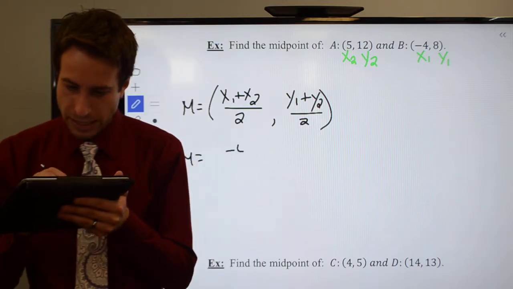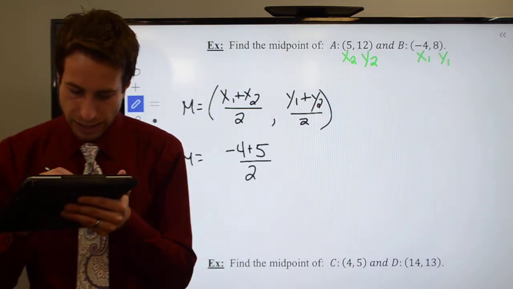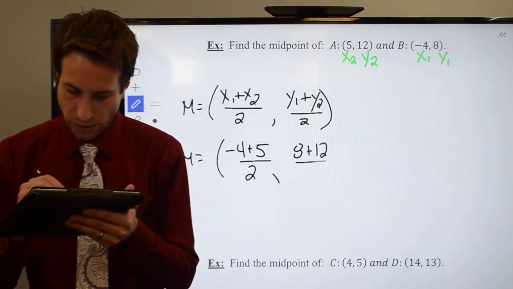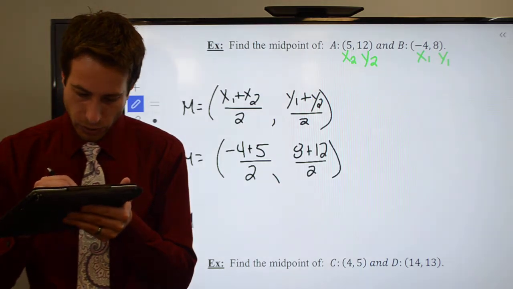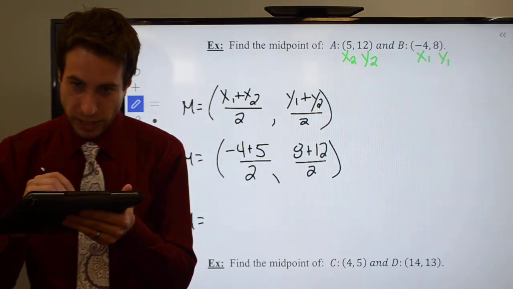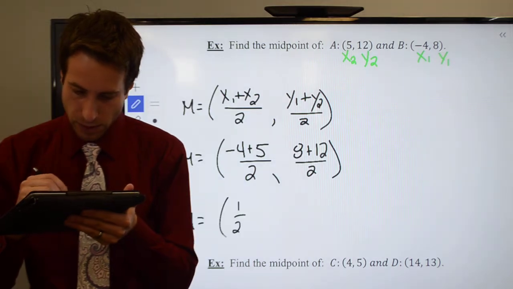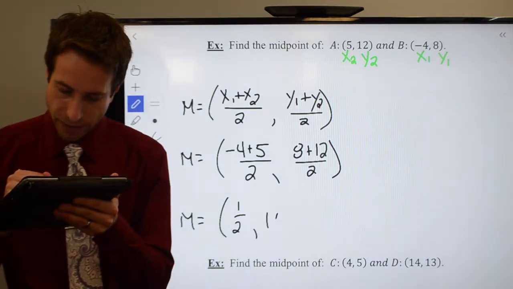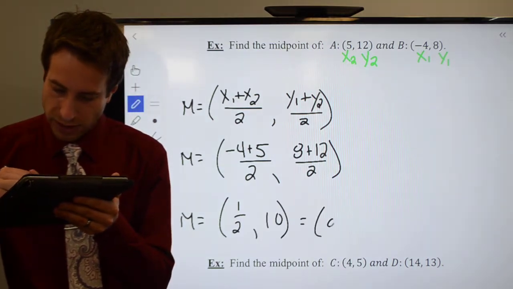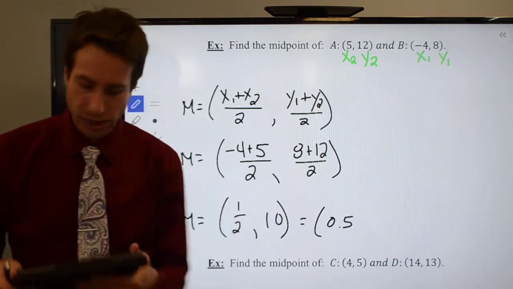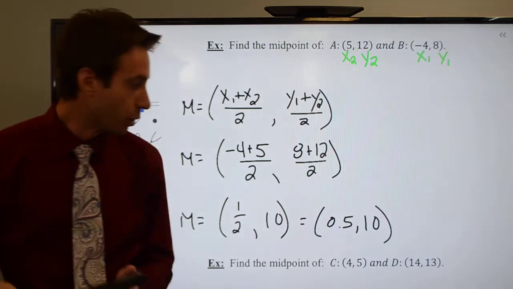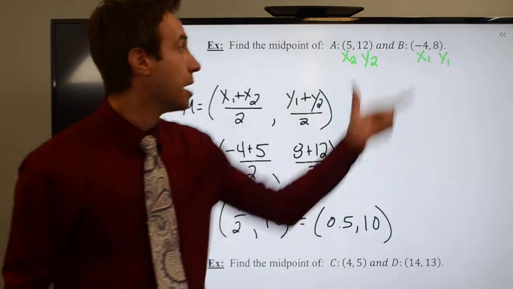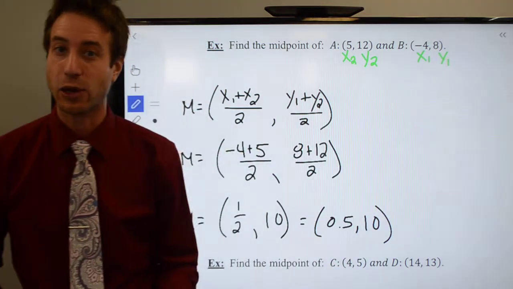We'll plug in what we know. My x1 is -4, plus 5, divided by 2. And then I have 8 plus 12 divided by 2. We wind up with, looks like I get 1/2. And 8 plus 12 is 20. 20 divided by 2 is going to be 10. So as a decimal, of course, 0.5. So you go half a unit on the x-axis, go to 10 on the y-axis, and you've found the midpoint exactly halfway between these 2 points on a coordinate plane.